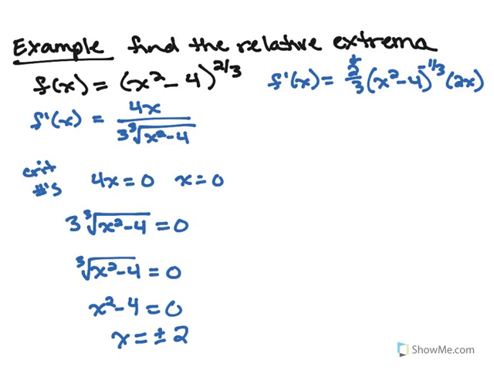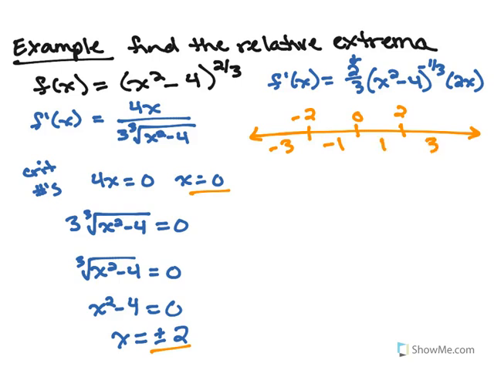Okay, so we have 3 critical numbers that we need to test. x equals 0, negative 2, and positive 2. All right, we need test values to the left and the right of each one. So to the left of negative 2, I'm going to go with negative 3. And between negative 2 and 0, I'm going to go with negative 1. Between 0 and 2, I'm going to go with 1. And to the right of 2, I'm going to go with 3.